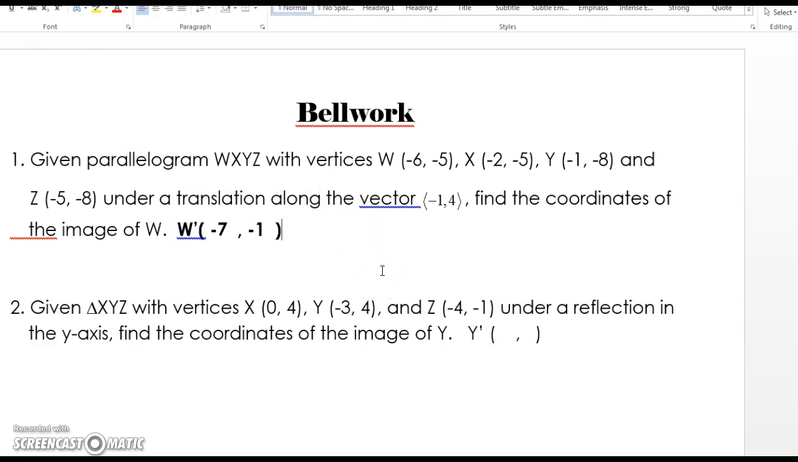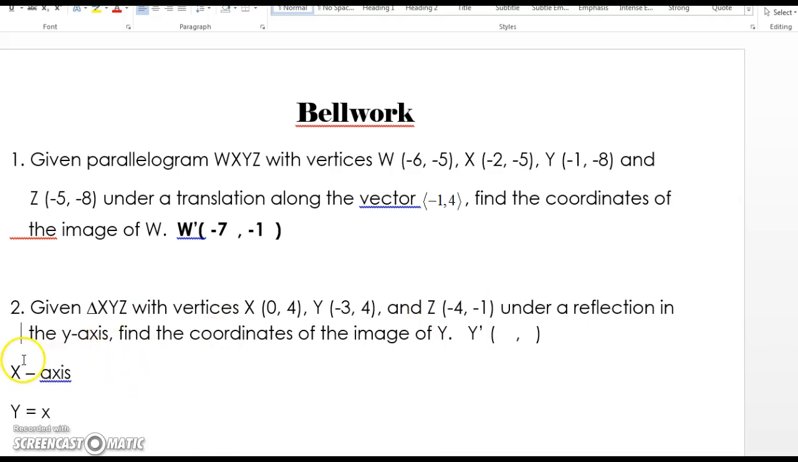For the reflections, there are three reflection rules that you need to remember for this quiz. One is if you reflect over the y-axis. The other is if you reflect over the x-axis. And lastly, if you reflect over the line y equals x. So that's 3 different rules that we're looking at here.